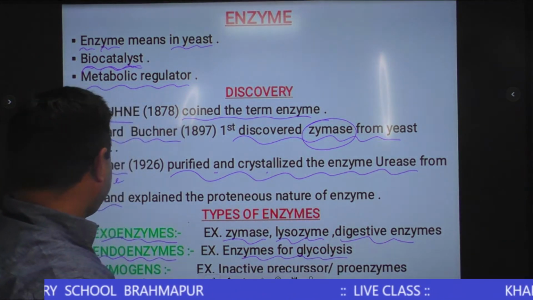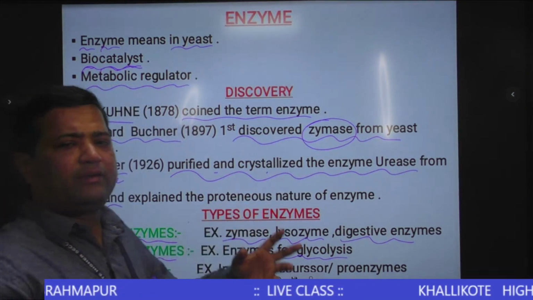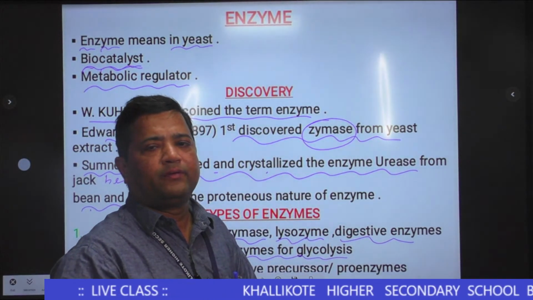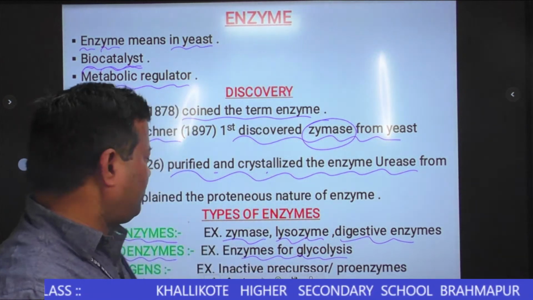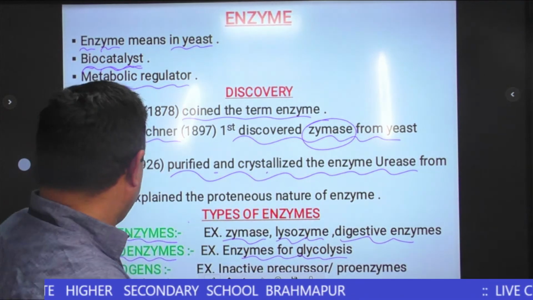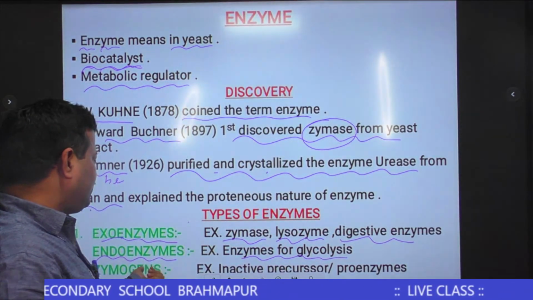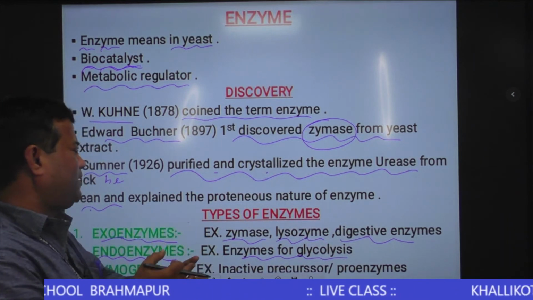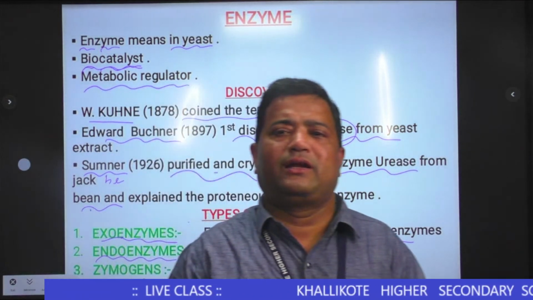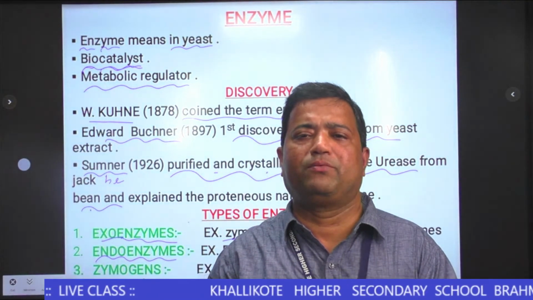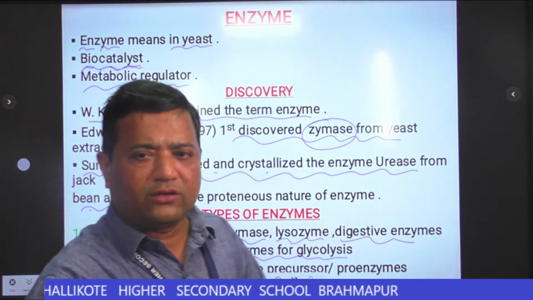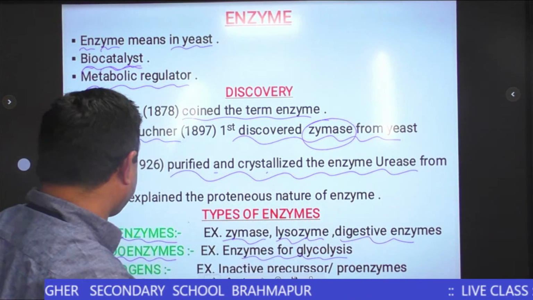Then another enzyme type is zymogen. Zymogen is an inactive enzyme, an inactive precursor, also called proenzyme. Before catalyzing their reaction, they must be activated. They cannot digest the food material directly. Before digestion of food material, before catalyzing their reaction, they must be activated.